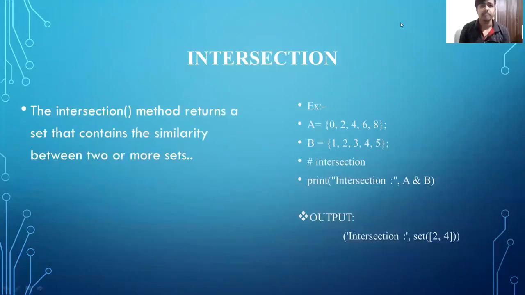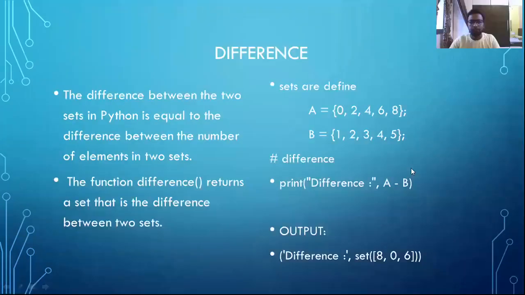Next one is intersection. The intersection method returns a new set with elements that are common to all sets. In other words, we can say that intersection contains the similarity between two or more sets. For example, if there are sets A and B, the elements present in set A are 0, 2, 4, 6, and 8, and the elements present in set B are 1, 2, 3, 4, and 5. If we get the intersection of set A and set B, it will contain only the elements present in both set A and B, that is 2 and 4.